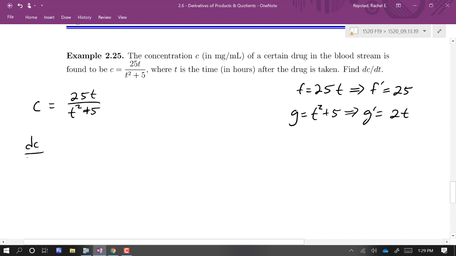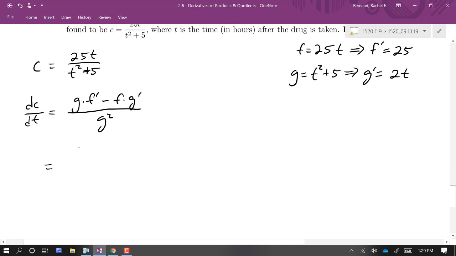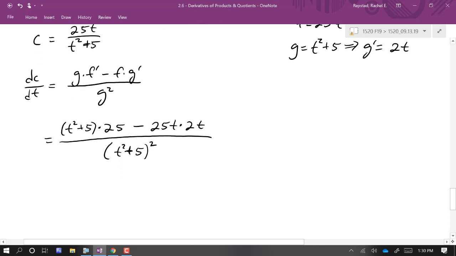So dC/dt is, I'm going to write down the rule again because I've got to memorize this, g times f prime minus f times g prime, all over g squared. So g times f prime, t squared plus 5 times 25, minus f times g prime, that's 25t times 2t. This is all over the square of the denominator. We are, of course, never going to cancel over addition. Ever. Don't do it.